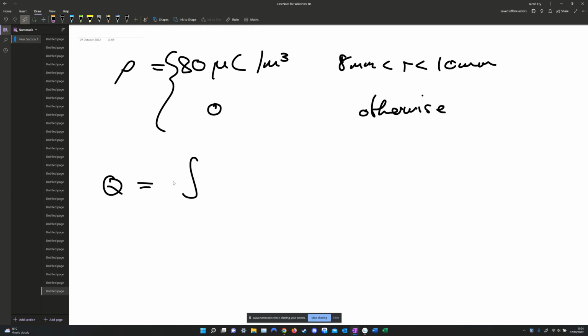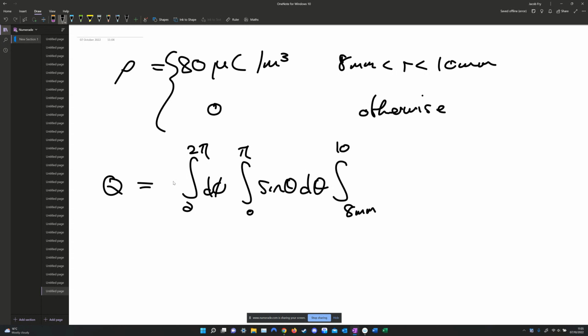So this is going to be the integral from 0 to 2 pi with respect to phi, the integral from 0 to pi of sine theta with respect to theta, the integral from 8 millimeters to 10 millimeters of r squared, and then since rho is a constant, we can just take that out, dr. And I've separated the integral up because it's just a product of different things, and the limits don't depend on any of the other variables, and that means that we can decompose the integral in this way.